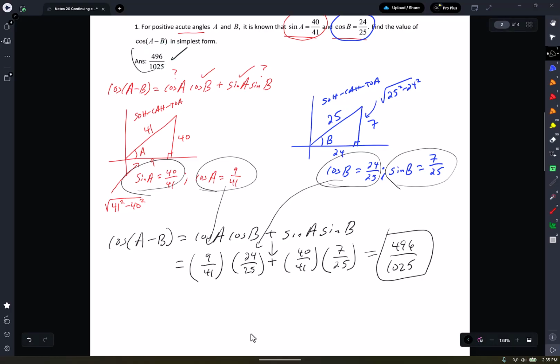Do you guys like these notes when I write the little answer, so we know what we're supposed to get? Is that a good change? I'm trying to make the notes better for you guys.